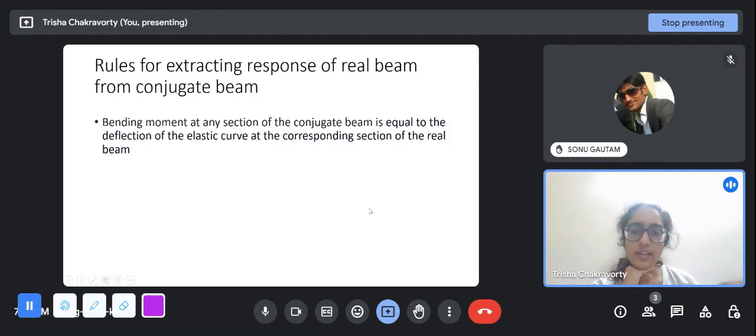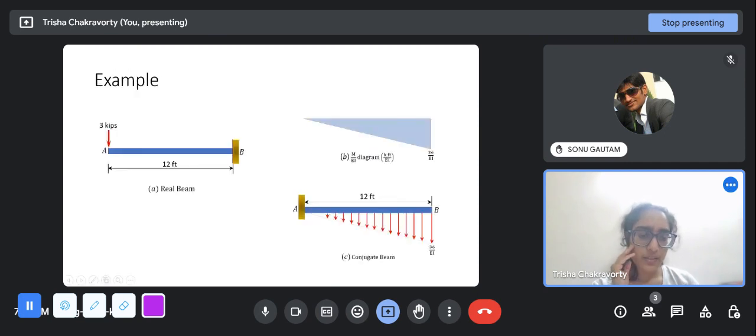And what does it say? That the bending moment at any section of the conjugate beam, like at this section. Any point in the beam is called a section, because it's like we are cutting along the cross section of the beam. Here, since we are working in one dimension, it doesn't really make sense to call it a section; you can call it any point. So if we find the bending moment at this point, it will be equal to the deflection of the real beam at that point.